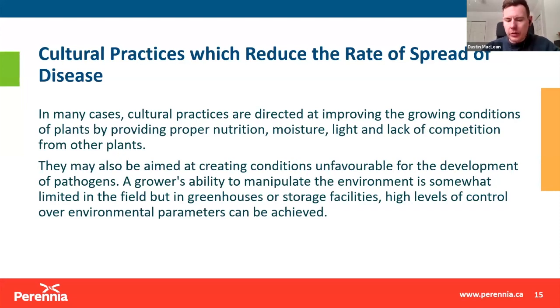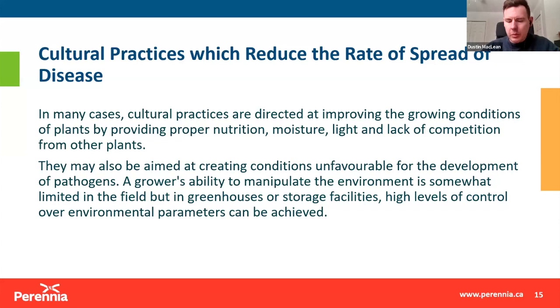Pruning or training procedures that open the canopies of fruit trees to allow light penetration also improve ventilation of the canopy and reduce the incidence of disease. Conversely, practices which allow plants to stay moist for long periods will favor disease development because you have that favorable environment. So things like windbreaks or other structures that interfere with airflow, or irrigating late in the day so plants remain wet all night, actually encourage disease development.